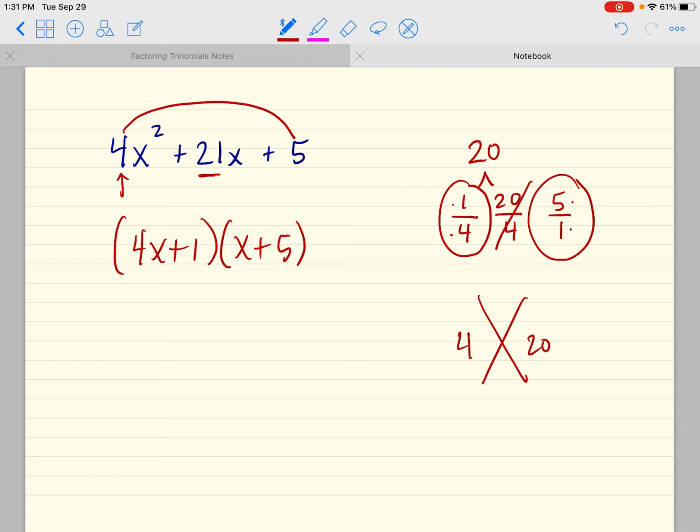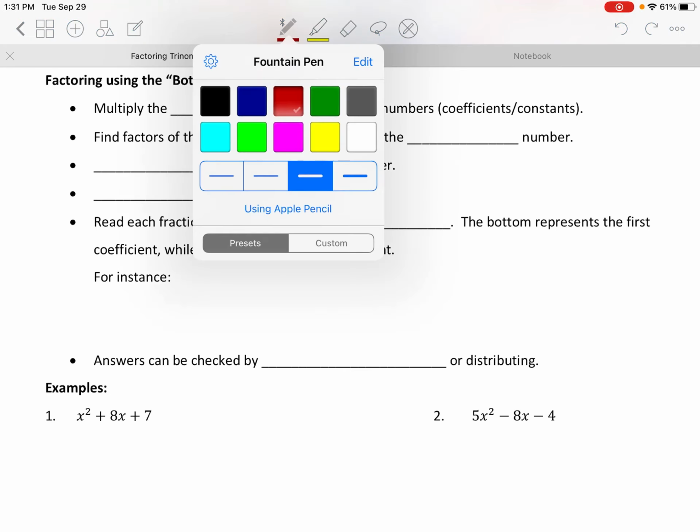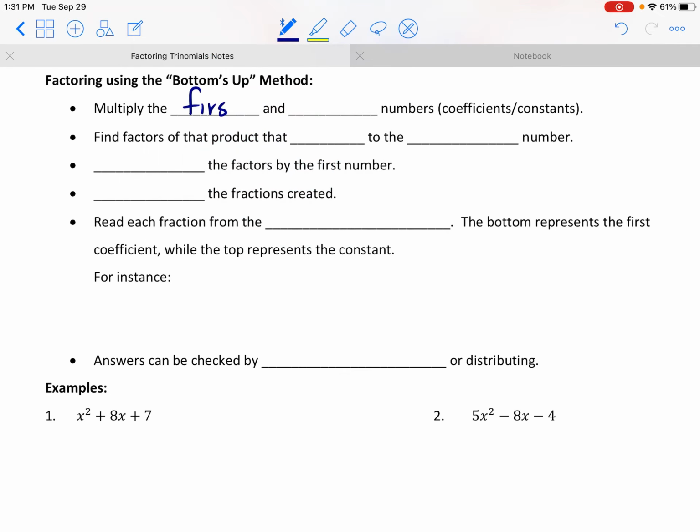Okay, so this is called bottoms up because once we get these fractions, we read from the bottom up. And let's write down some steps and try out some more. It does get a little trickier when we throw some negatives in there, but I'll show you how to handle those too. So we're going to start by multiplying our first and last numbers.